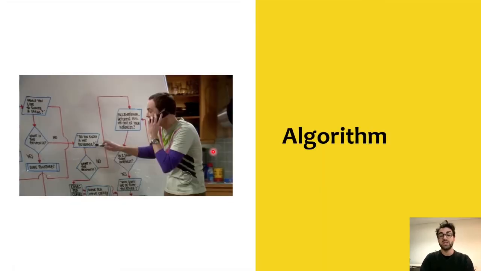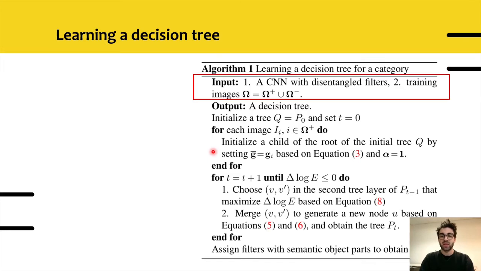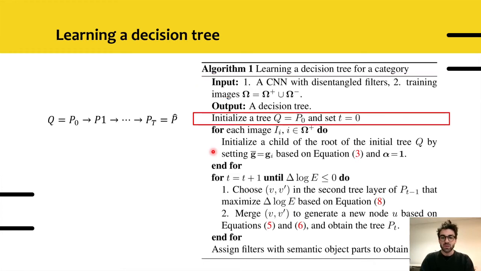Let's go inside the algorithm. So we have to learn a decision tree for each category. In input we have a CNN with disentangled filters thanks to the first task, and we have the training images omega, divided into omega plus and omega minus. In output we have obviously a decision tree. We initialize the tree Q with P0, the initial tree with just a root node, and P equal to 0, which will be increased during the learning phase.